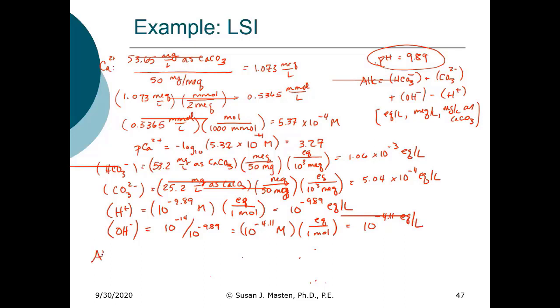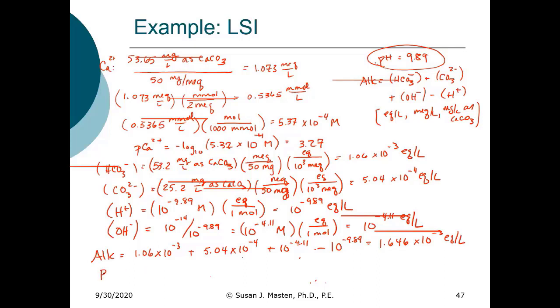So the alkalinity is equal to my bicarbonate concentration, 1.06 times 10 to the minus 3, plus 1.04 times 10 to the minus 4. Notice I don't have to multiply that by 2 because I've already done the conversion to equivalents per liter, plus 10 to the minus 4 plus 10 to the minus 4.11 minus 10 to the minus 9.89, and that is equal to 1.646 times 10 to the minus 3 equivalents per liter.